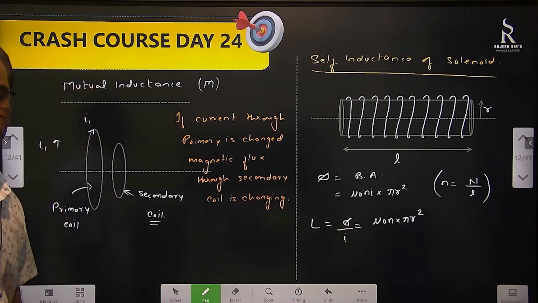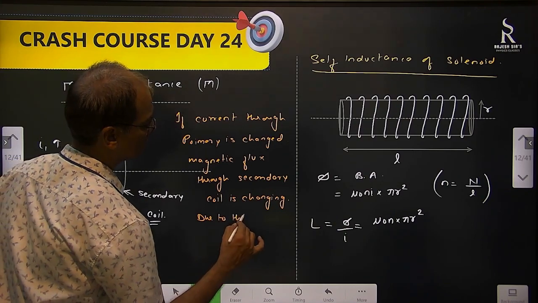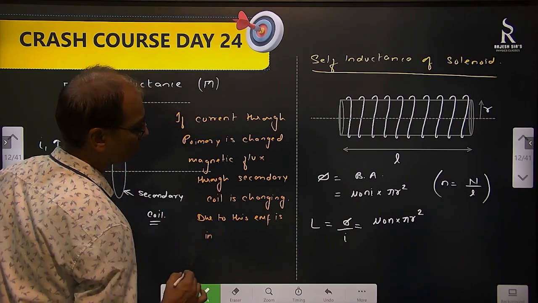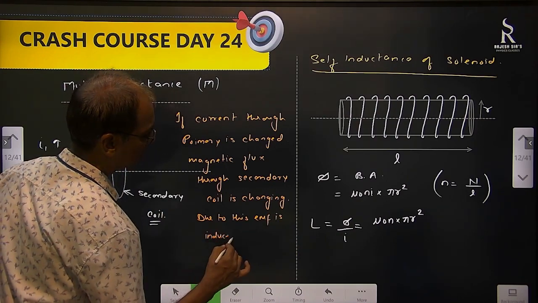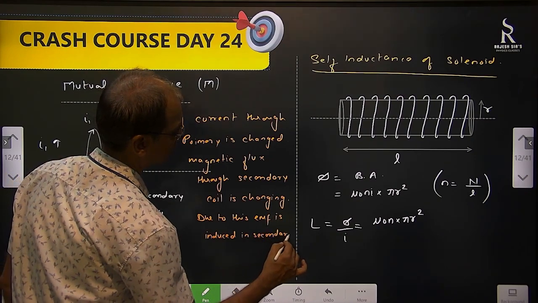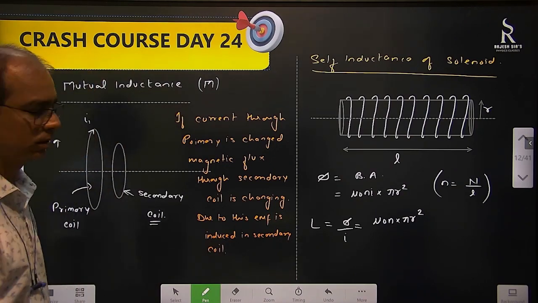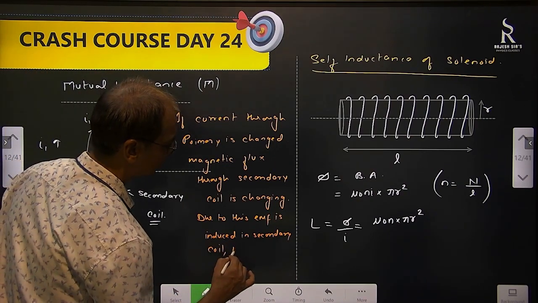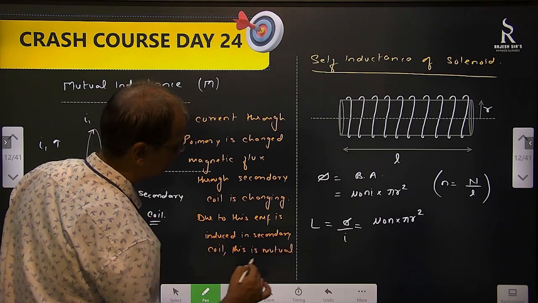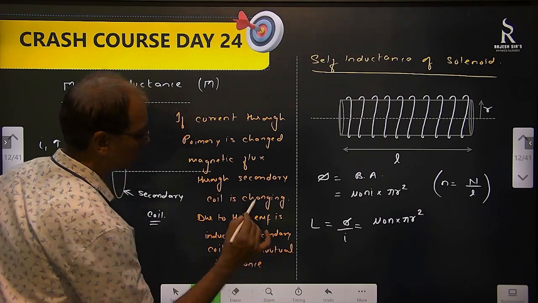Okay, due to this, EMF is induced in the secondary coil. Now that is mutual inductance. This is mutual inductance. Right. Okay, so let's do that.